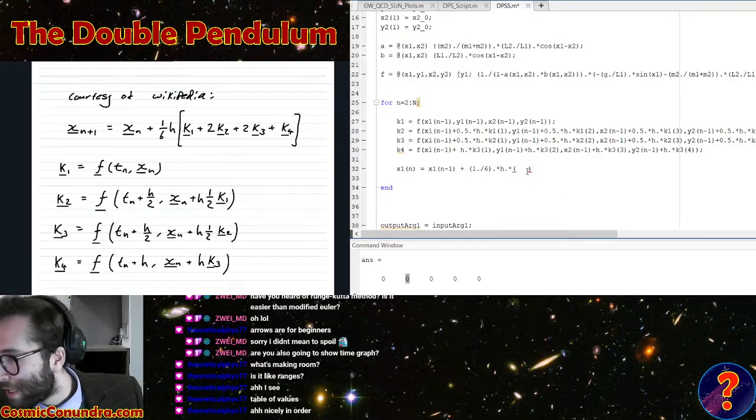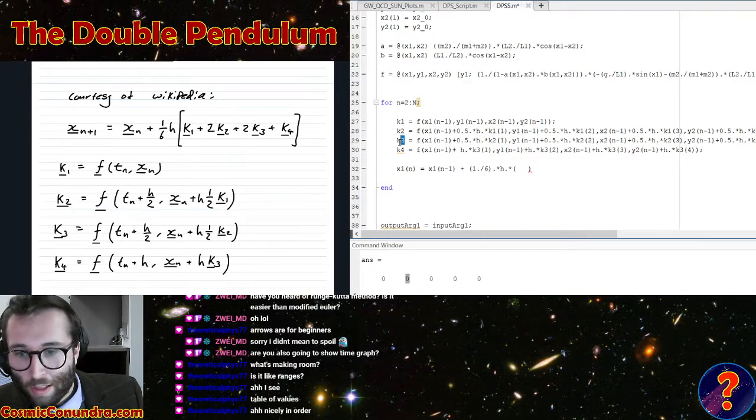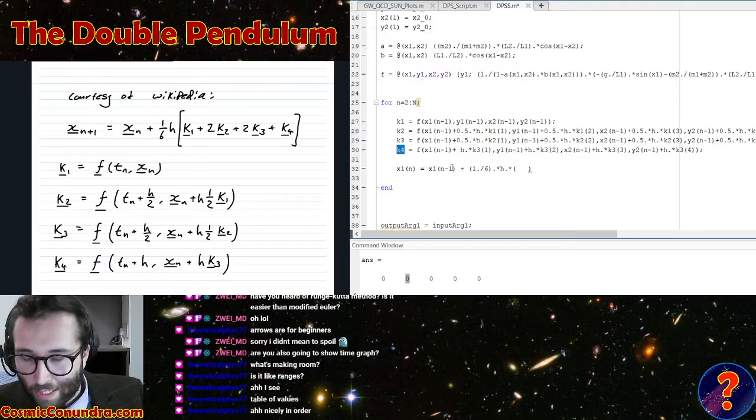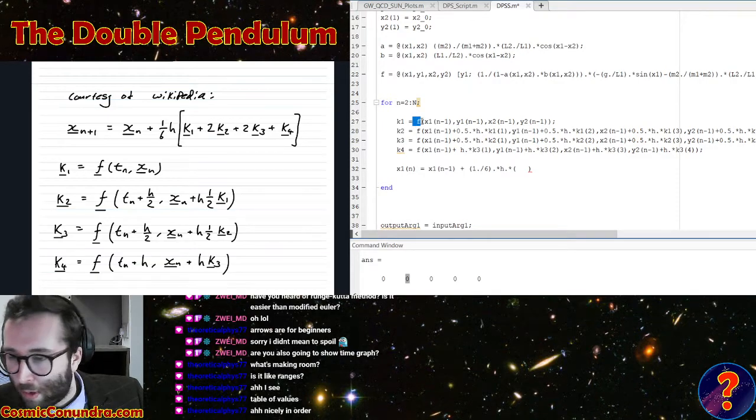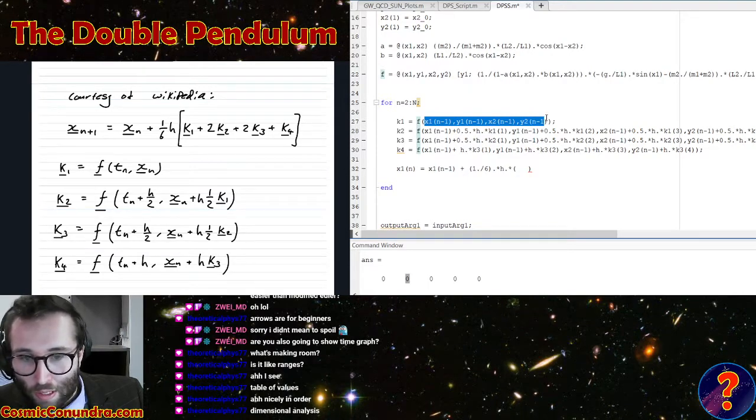Actually, k1 is not a vector here, is it? No, it is. K1, K2, K3, and K4 are all 4x1 vectors, because F is a 4x1 vector, a 4D column vector, and it's equal to F evaluated at some particular values of x1, x2, y1, and y2. So these are 4D vectors.